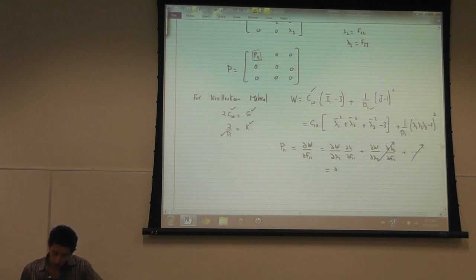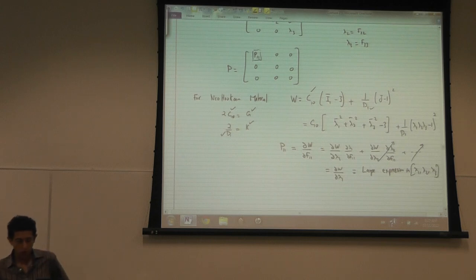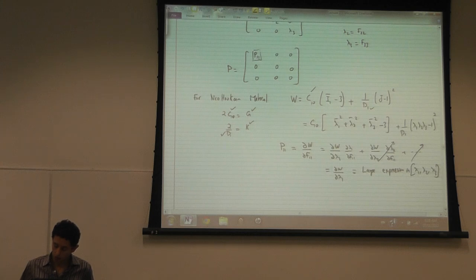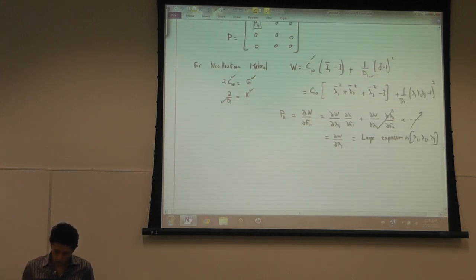I'm only left with partial W by partial lambda 1. Now this is a large expression in lambda 1, lambda 2, lambda 3. Basically, take the first derivative of this energy with respect to lambda 1, you get a huge expression in lambda 1, lambda 2, and lambda 3. P22 is equal to partial W by partial lambda 2, again a large expression. P33 is equal to partial W by partial lambda 3, again a large expression in lambda 1, lambda 2, lambda 3.